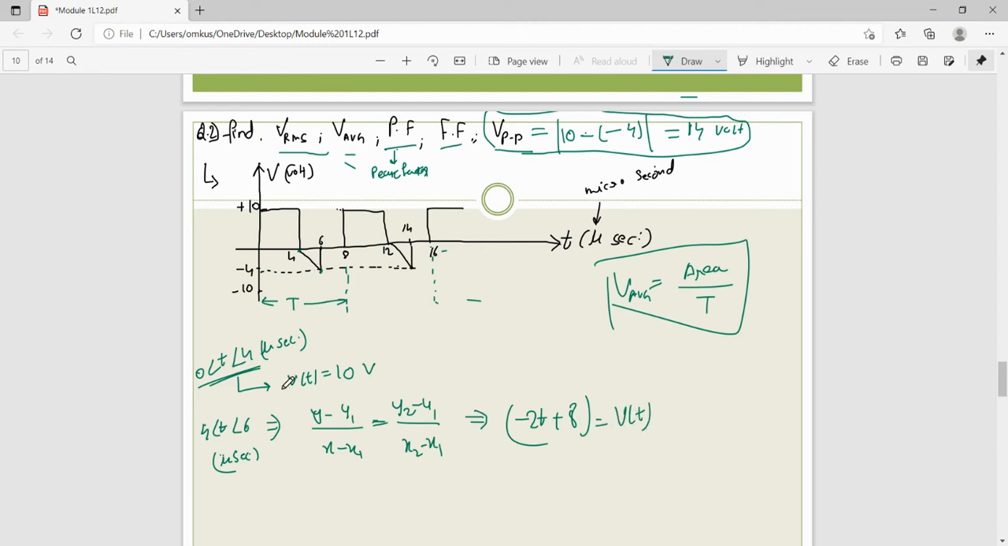Now further, 6 to 8, what is the expression? 0, right? Because this is a constant and the value is 0. So v of t is equal to 0. Now you solve this expression, right? You write this expression. Now you have to put this value into the main formula.